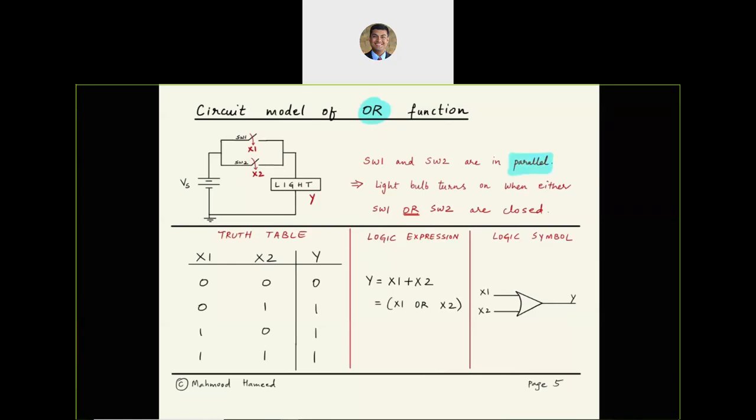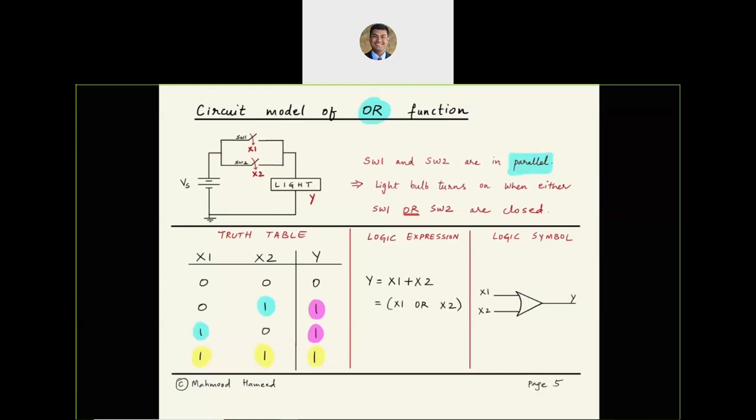Those switches are drawn this way: switch 1, switch 2. They are in parallel because current could either flow through here or through here. So only one of them needs to be on for the light to turn on. If both of them are on, that's a very good situation. That means we are definitely going to have current flow through either path.